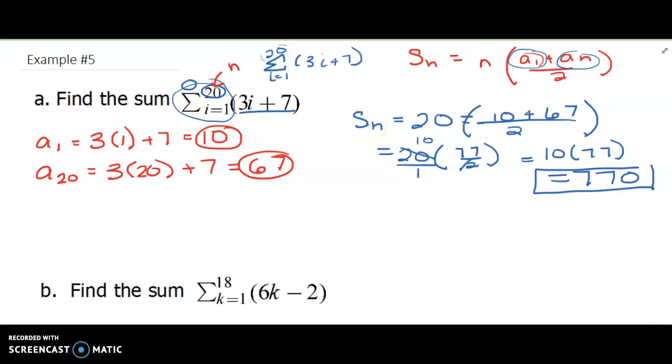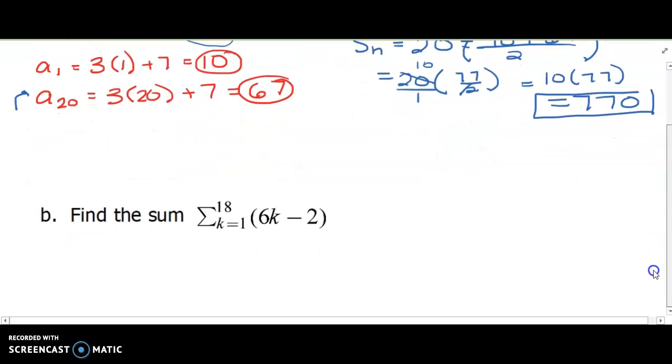All right, so I want you to use the example on A. Now pause this video and try to do example B on your own, using A to kind of follow.